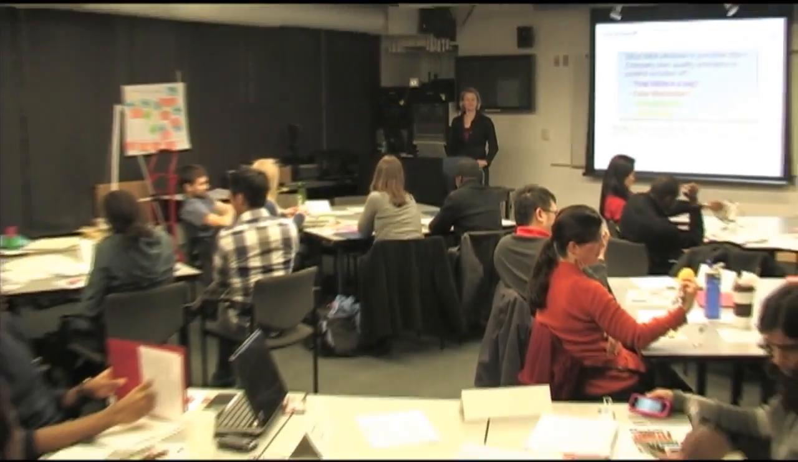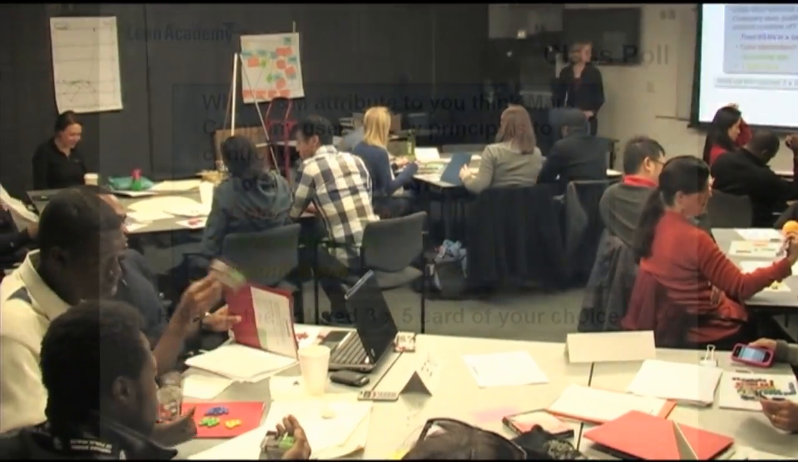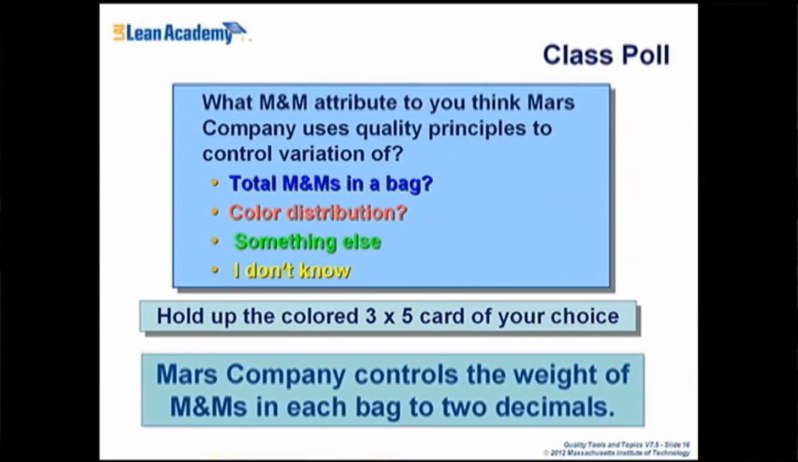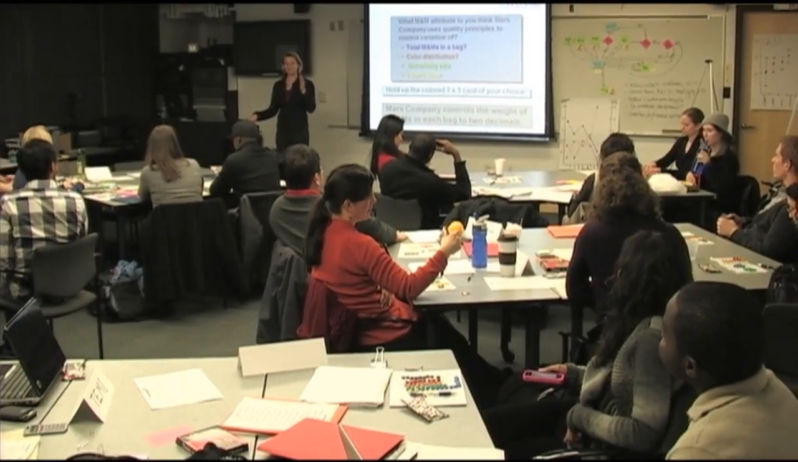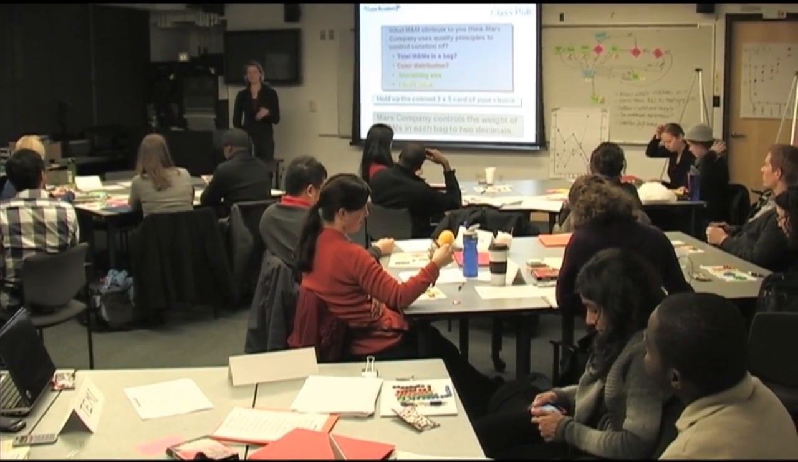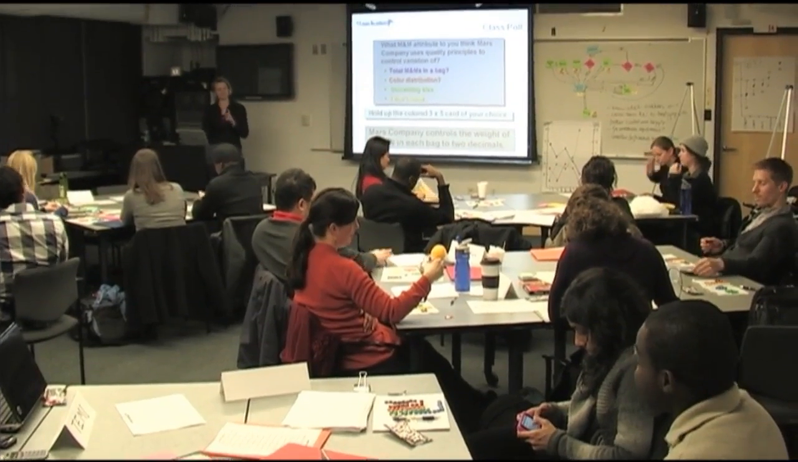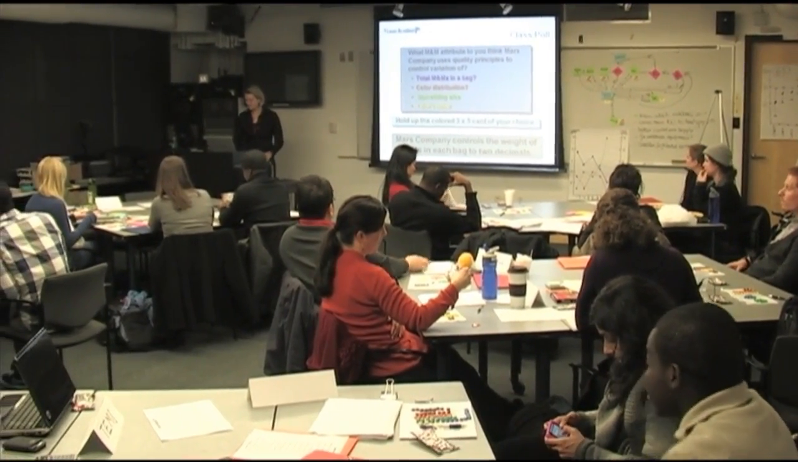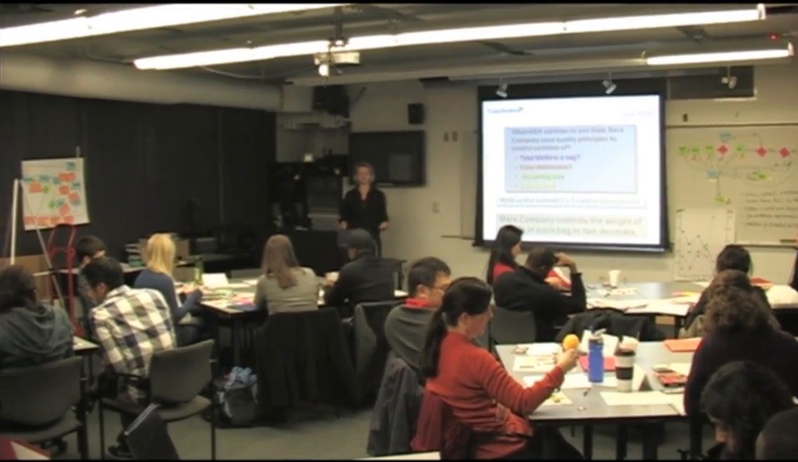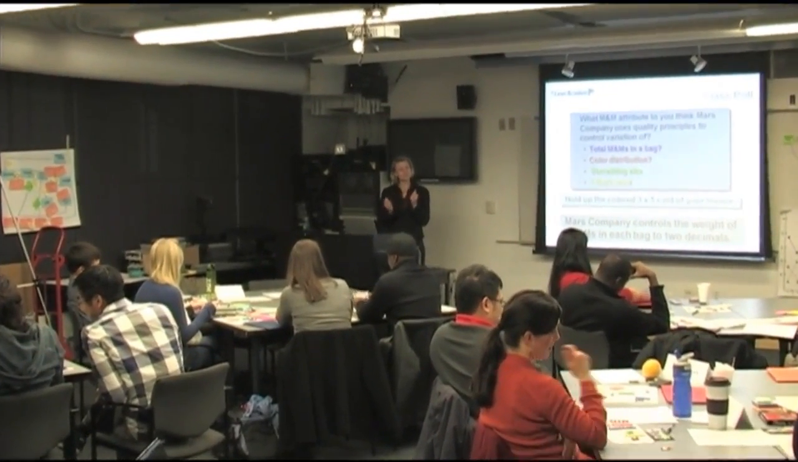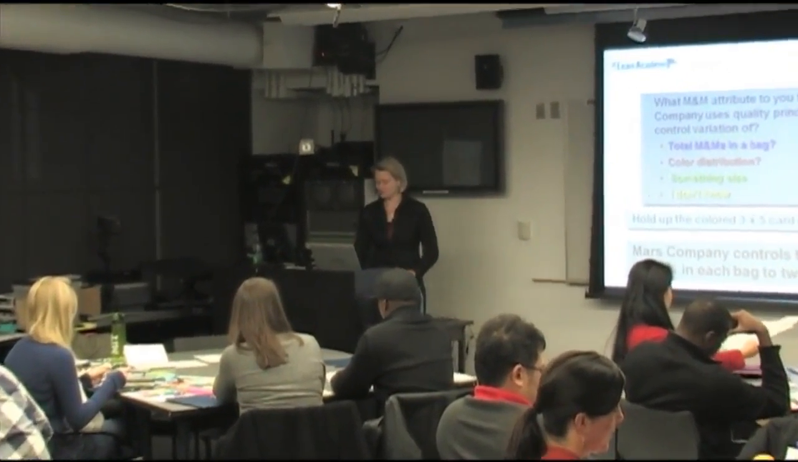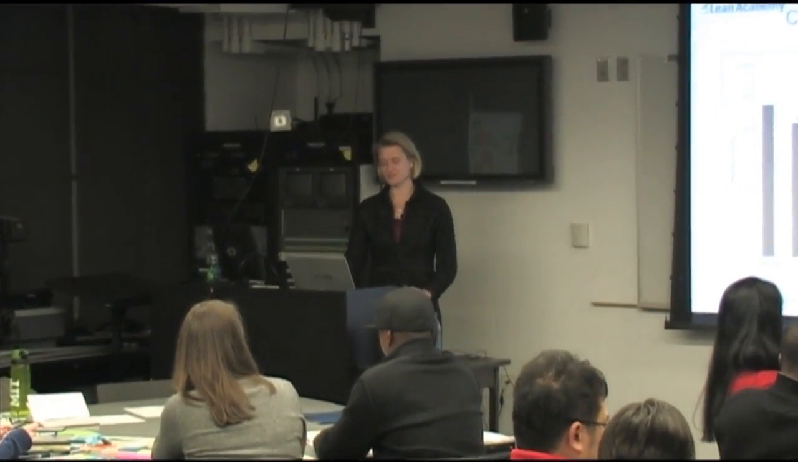Weight. What does it say in your bags? 1.69 ounces. Yeah, and that's exactly what they're controlling. They're not only saying you get about an ounce or about an ounce and a half, they're saying you get exactly 1.69 ounces of M&Ms in your bag. So that's a variable that they're controlling for. Right, so we can use the histogram to learn a lot about the variations and about the distributions that we can see in our process and our data.